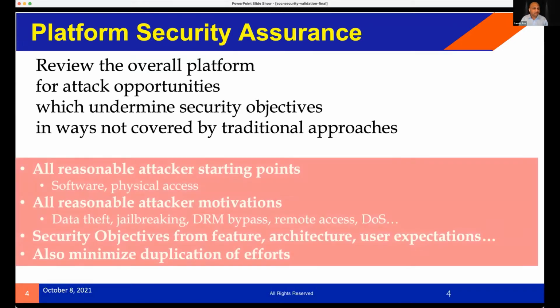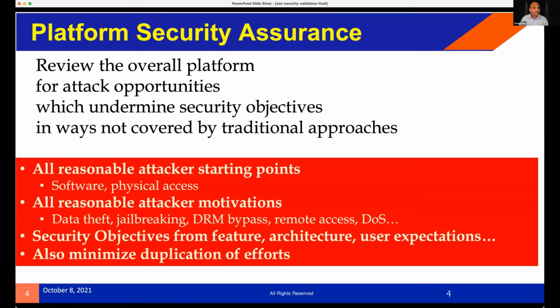In particular, if you think about it, a platform involves, you'd have to look at more or less hardware, software, physical access, everything. If you have to look at attack opportunities, you'd have to think about all potential attacker motivations, entry points, and so on. If you are going to think about how they can undermine security objectives and where they come from, they can come from the features, they can come from the architectures, they can even come from the user's expectation, even if not explicitly defined. And then in ways not covered by traditional approaches, essentially meant that this security validator would have to think about all the other validation efforts and minimize duplication of efforts and find gaps in them.